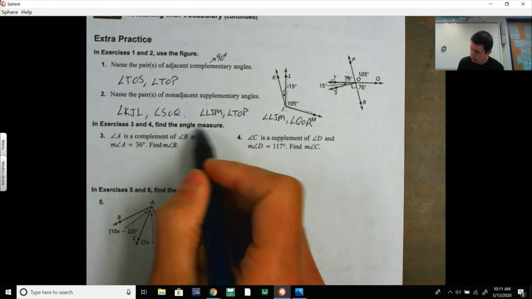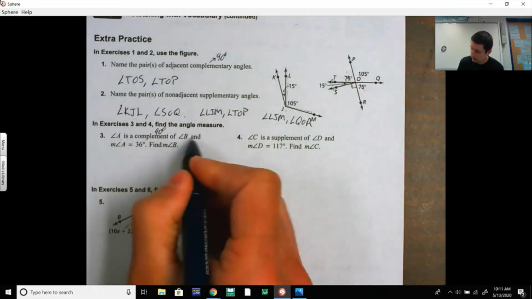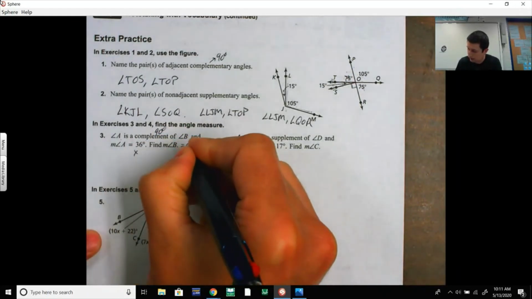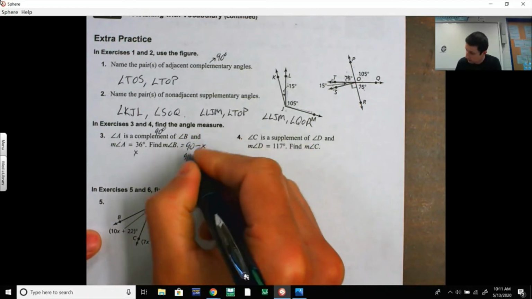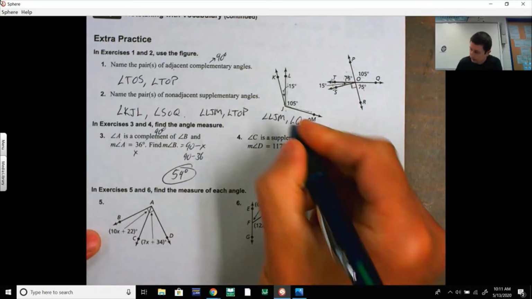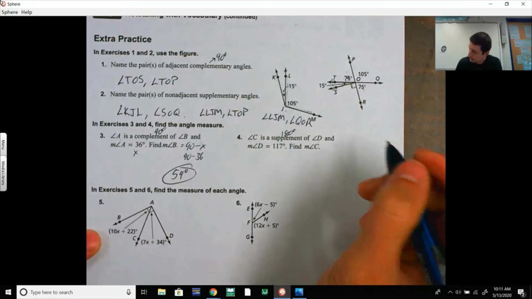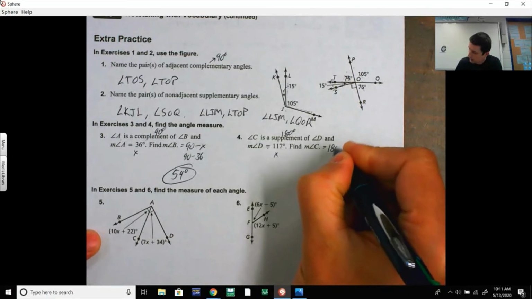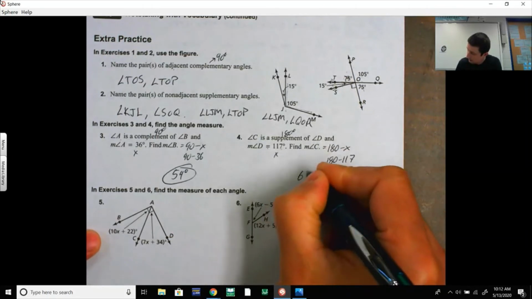Find the measure of the angle. Angle A is a complement of angle B, so 90 degrees. And the measure of angle A is 36, so if that's x, angle B needs to be 90 minus x, so that's 90 minus 36, which would be 54 degrees. C is a supplement. Supplement, you got to be thinking 180 right away. Of angle D, D is 117, that's going to be our x value. C is going to be 180 minus x, so that's 180 minus 117, that'd be 63 degrees.